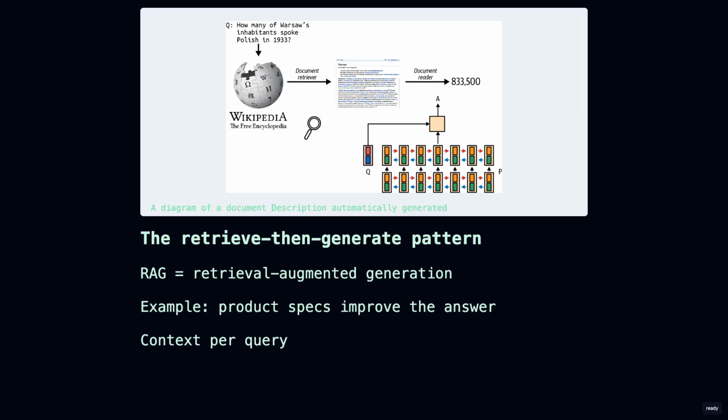Think of RAG as building a custom context window for each question. That's especially useful when different users should only see different slices of the data.